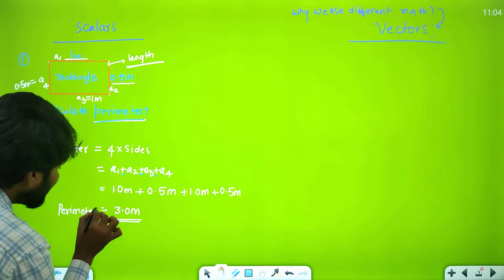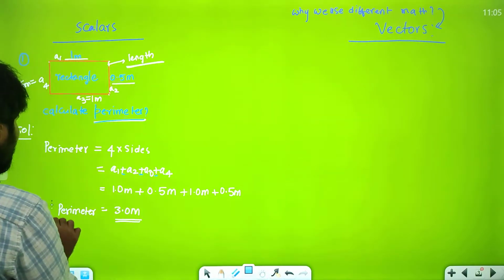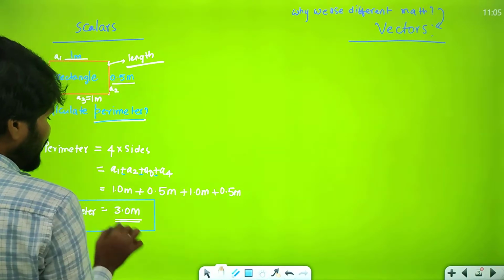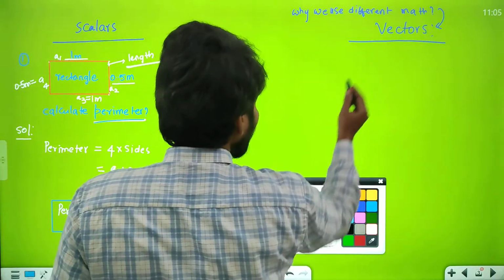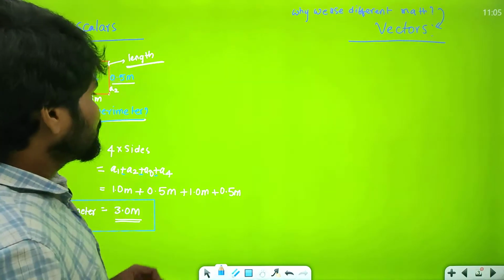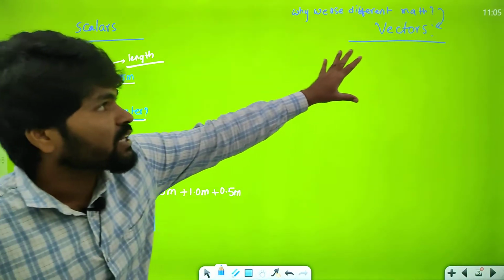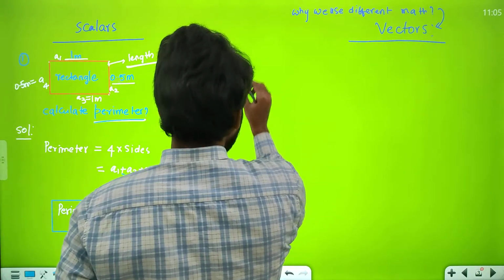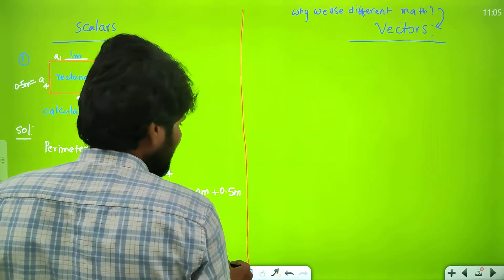Please be careful. Don't forget this result. This result is going to play a very important role while discussing the definition of the scalar. Let's come to the vector concept. This is a very interesting thing. So why are we not using these algebra calculations in vector quantities? Let's take an example. This is a great example.